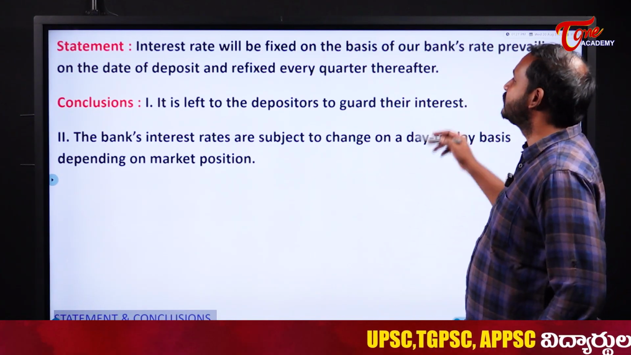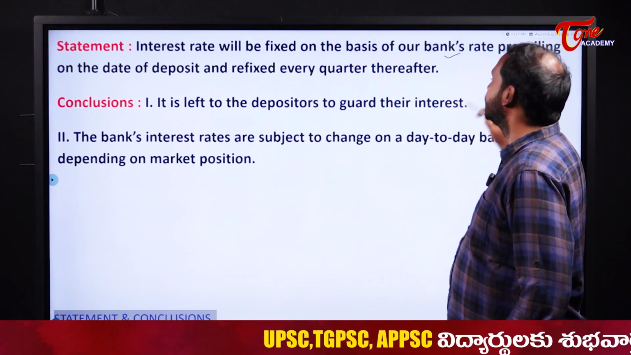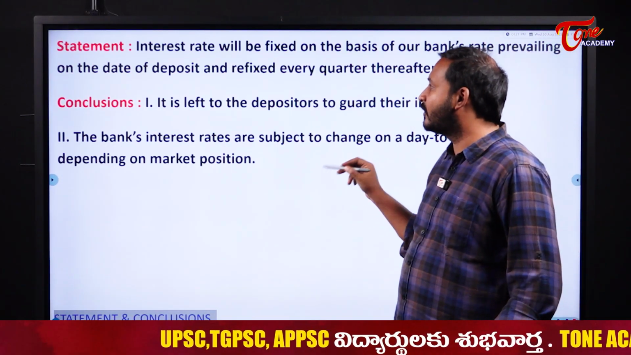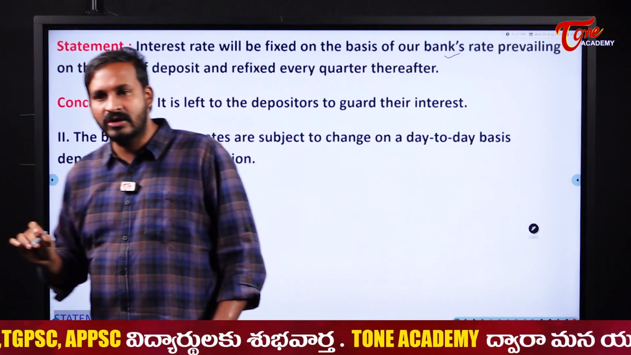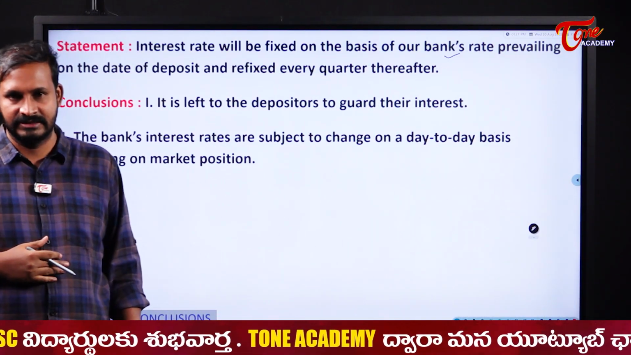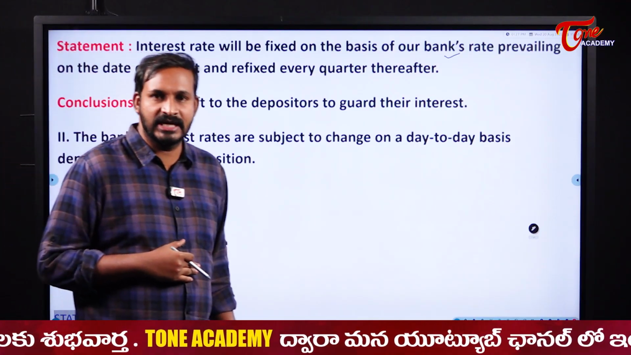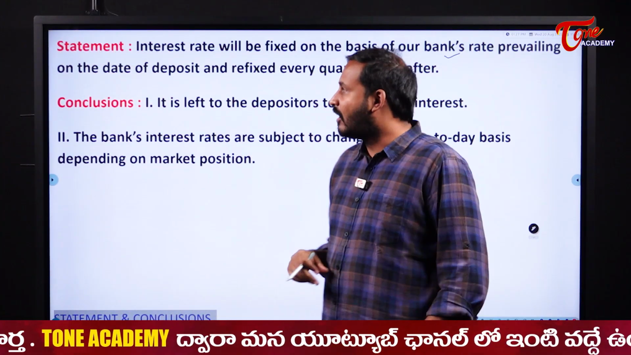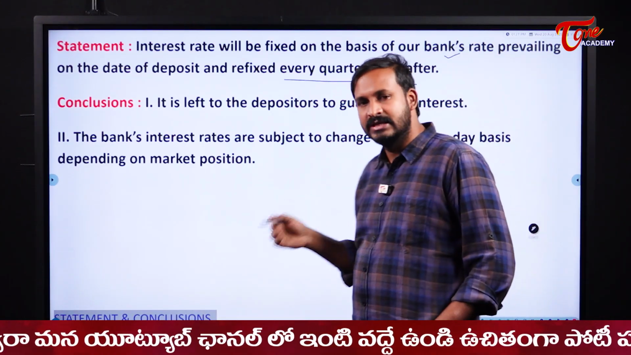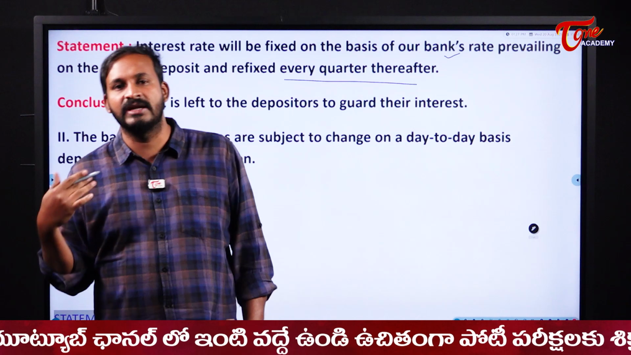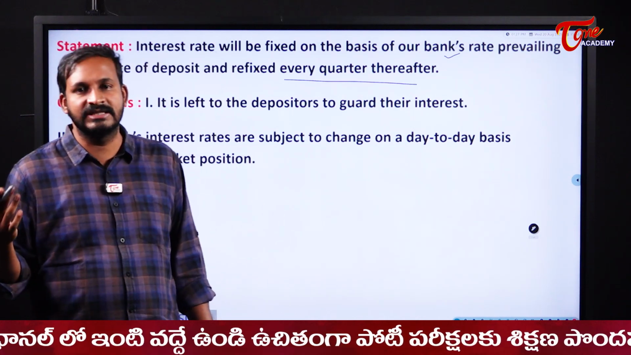Interest rate will be fixed on the basis of our bank's rate prevailing on the day of the deposit and refixed every quarter thereafter. So that means it depends on what? The bank can decide the rate of interest on that date, and refix it every quarter thereafter. That means every quarter year, whenever they are interested, they can change that one.